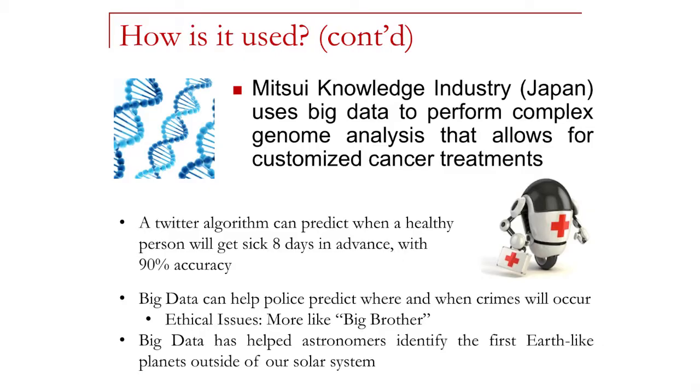So big data can also help police predict where crime might be occurring. So the kind of Orwellian Big Brother kind of viewpoint. And other kinds of examples you'll see here.